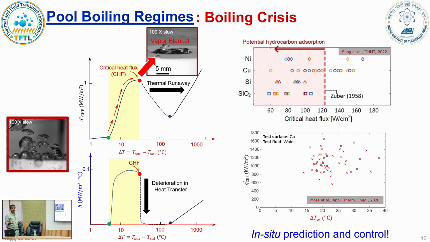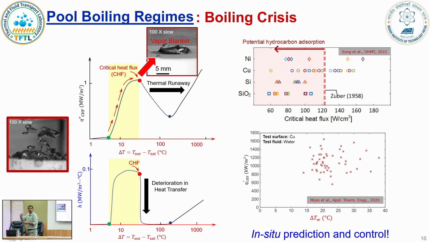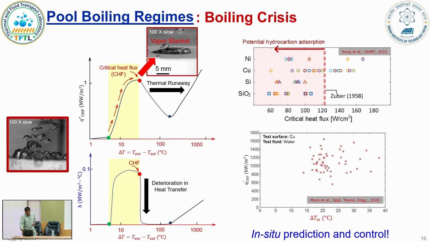So what is the other thing? Do some sort of adaptive control. Why can't I know about the health of my boiling system and how far I am from this dangerous limit as my experiments are running? And that's what we want to do.